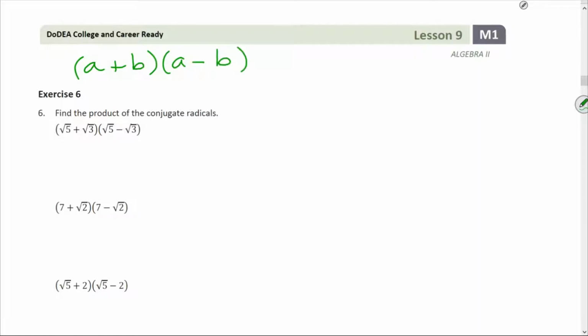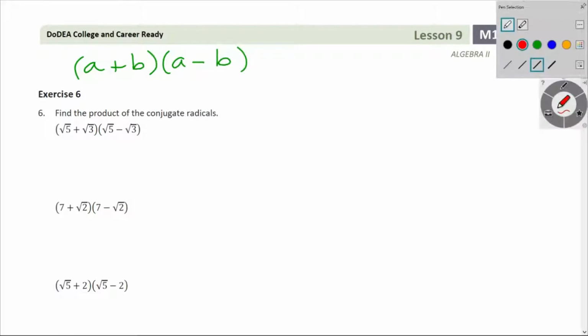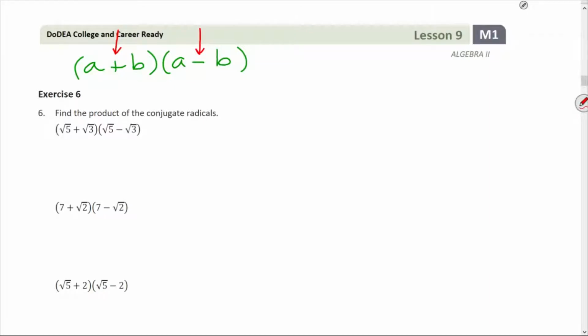You have the exact same first term and the exact same last term, and the sign in the middle is different. Okay, that's what a conjugate is. And there are some things about conjugates that become very helpful for us in certain applications. So we'll do one or two of these to find the product of the conjugate radicals. These are radical conjugates, but there are also complex conjugates that we'll talk about later on.